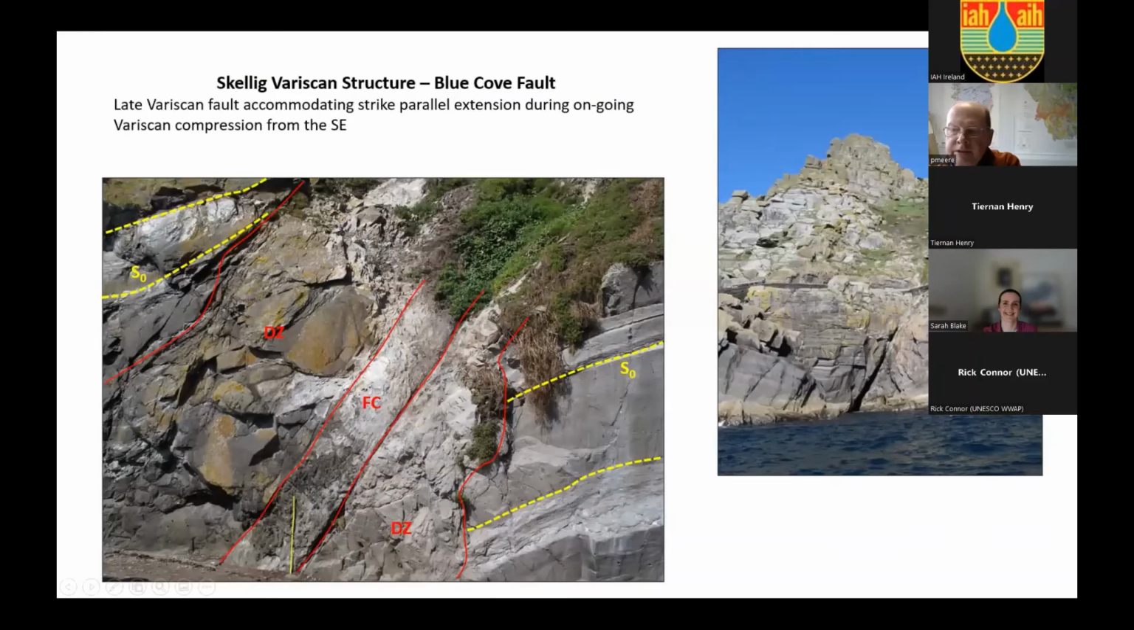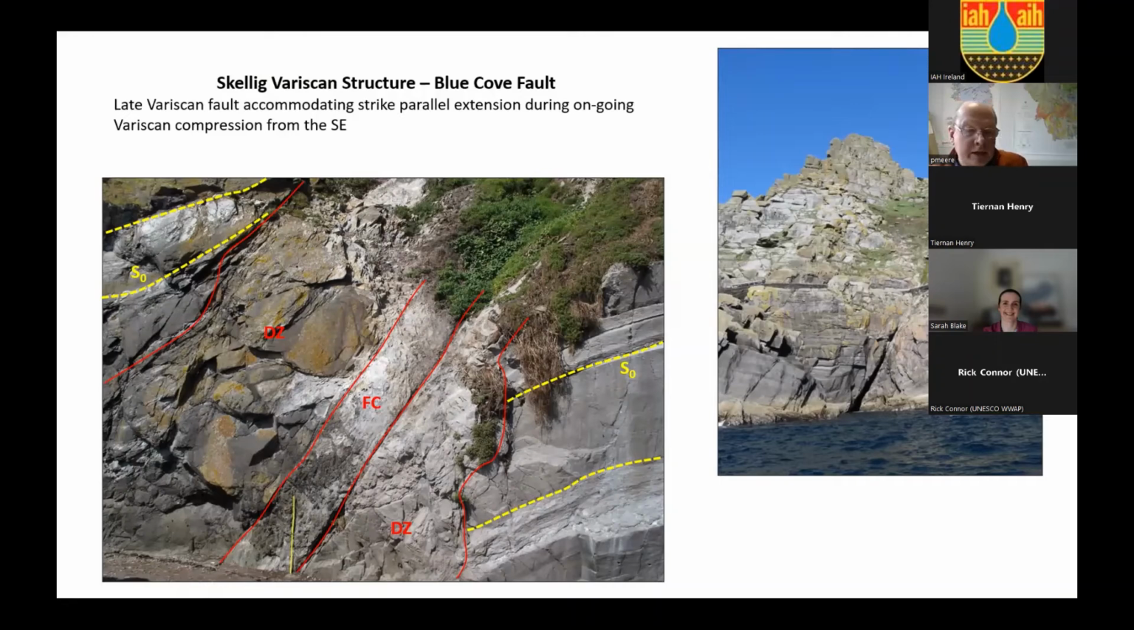And this is on the southern side of the island, a spectacular outcrop. Now look at this. Again, what I'm saying, this is late Variscan, okay? And it's accommodating a long strike extension during that late Variscan. Why that's happening, we can chat about later. But these are really, really impressive structures.